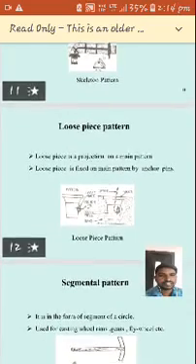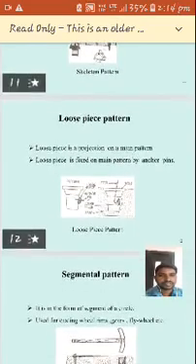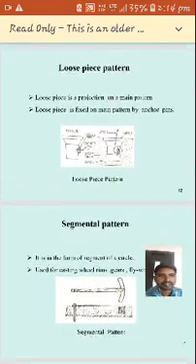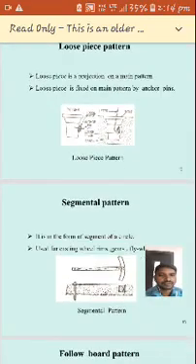Then the loose piece pattern. A loose piece is a projection on the main pattern. The loose piece is fixed on the main pattern by anchor pins. Using the anchor pin, we can get the projection inside the casting. This is very important. That is a loose piece pattern.